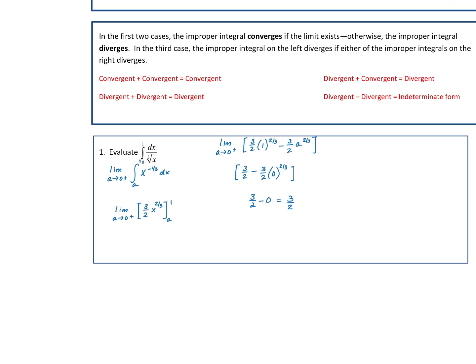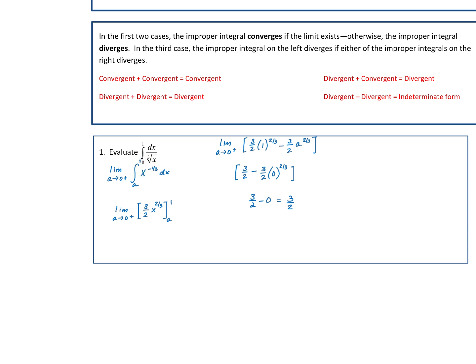So for example, if I were to graph this function here, there's a vertical asymptote at x equals 0. Okay, so the graph is going to approach an asymptote. So we can't really plug in 0. So we're going to kind of treat it the same way. This is called an improper integral. So we're going to use a limit here.